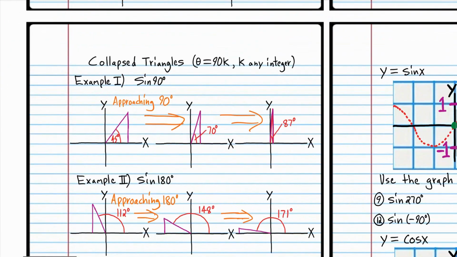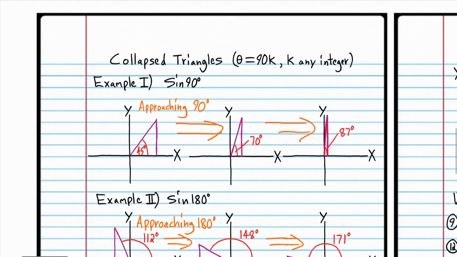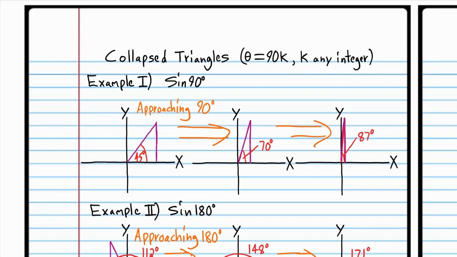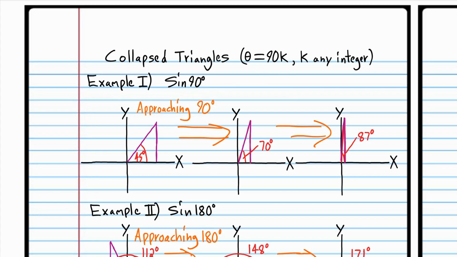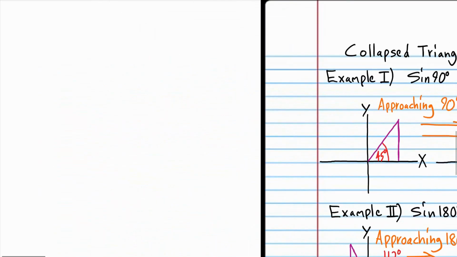Well, now things are going to get even more strange. Now we're going to deal with something that I call collapsed triangles. We're going to deal with angle measures that are multiples of 90, or in some cases 0. These are called quadrantal angles. That's one way to name them, but that name is not really used very often in the math curriculum, so it's just a fancy name you don't have to remember. But let me demonstrate what is happening here.